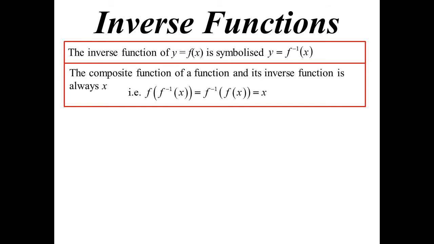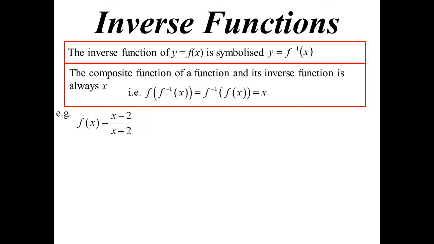The composite function of a function and its inverse function should always turn out to be x. So if you substitute the inverse function into the function, x. If you substitute the function into the inverse function, x. Because inverses should cancel each other out.